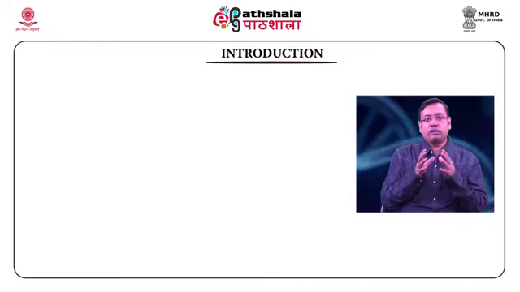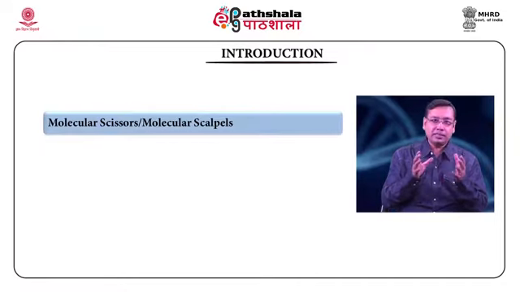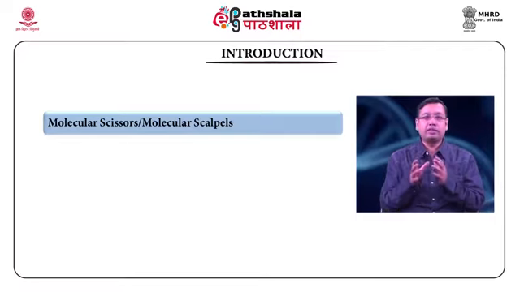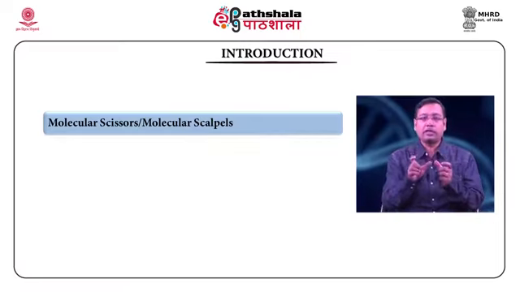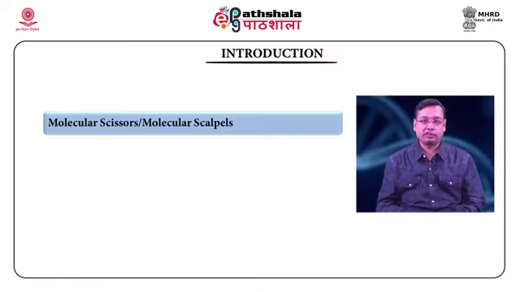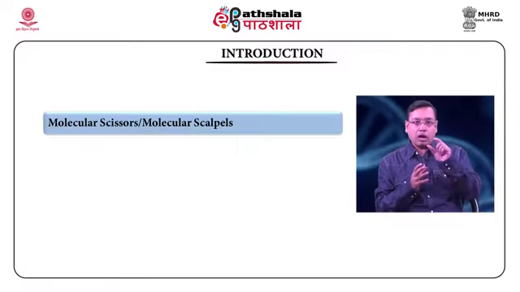Basically, restriction endonuclease is also called molecular scissors or scalpels. What does it mean? It means that if you want to manipulate the DNA, or if you want to do something with the DNA in order to understand the exact nature of the stretch of that particular DNA, you can use the restriction endonuclease or the restriction enzyme. As I said, it's also called molecular scissors because of how it works.